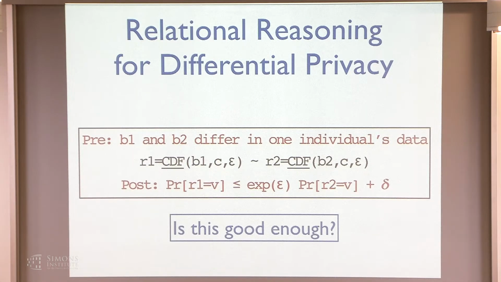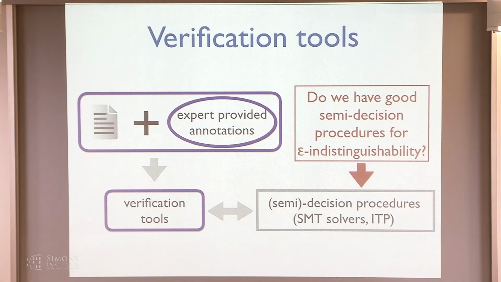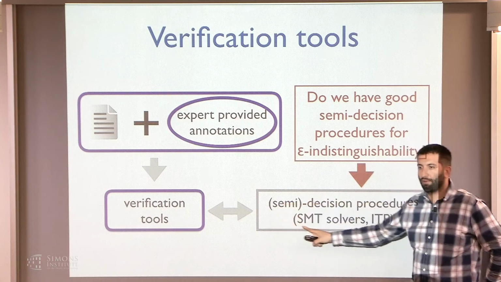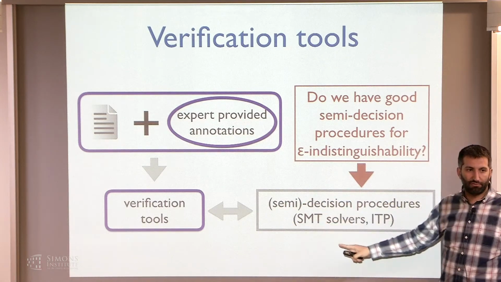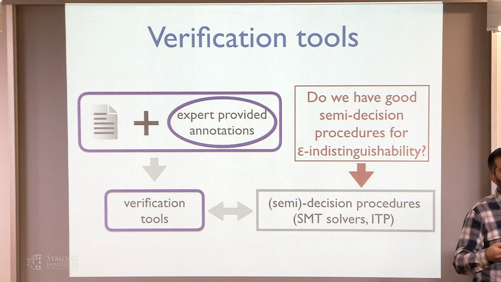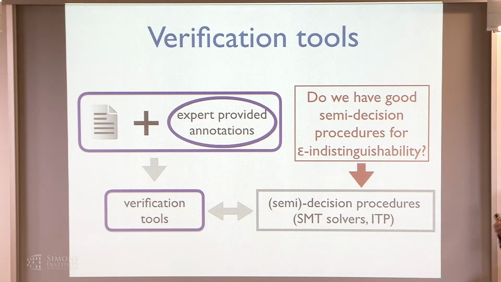Now, why is this a problem? The problem has to do with the whole verification infrastructure. I said that we want to rely as much as possible on automated and semi-automated tools, as you saw in the simple demo I gave. Behind the tool there is a solver that solves constraints. Now, do we have some good decision or semi-decision procedure for epsilon indistinguishability? And is it the way to go?